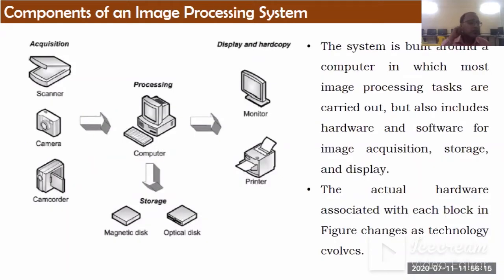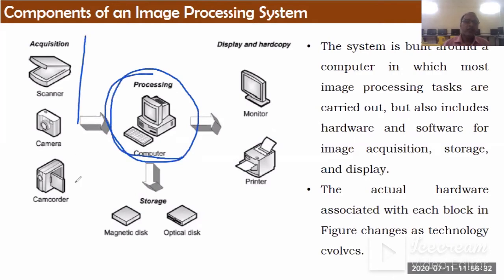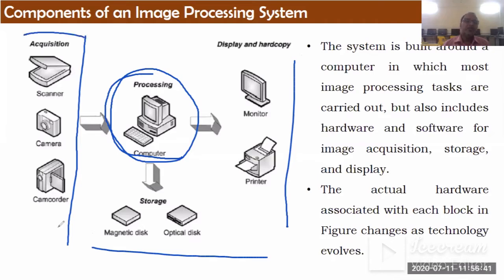Now, this is a general, simple diagram showing the devices used in a processing system. Generally, the center of this processing system is the computer, and there are some other units which are used for specific purposes. These units are used for image acquisition or scanning, that is, for input images to the computer system. It may be a scanner, a camera, a cam card, or whatever it may be.